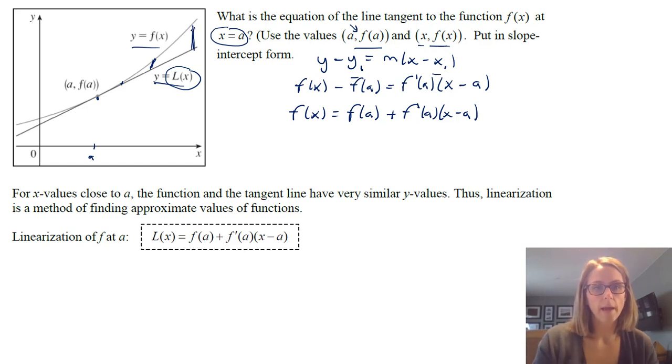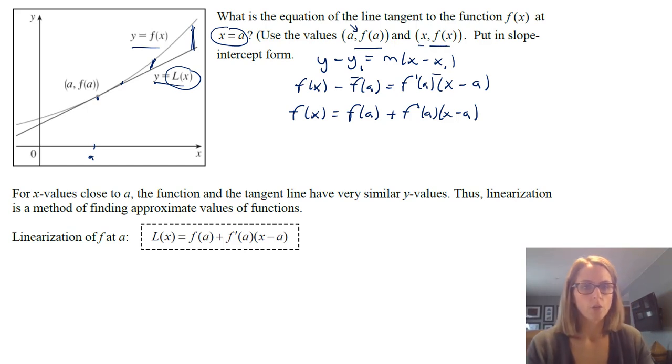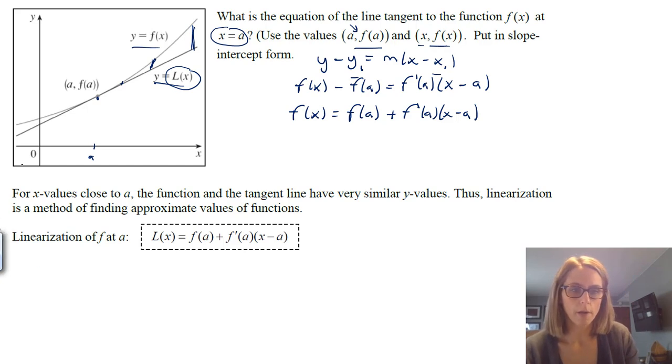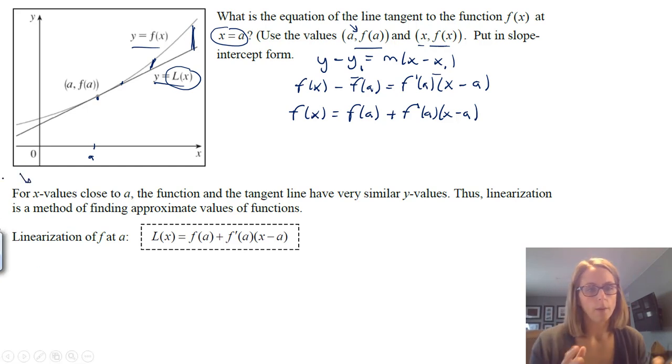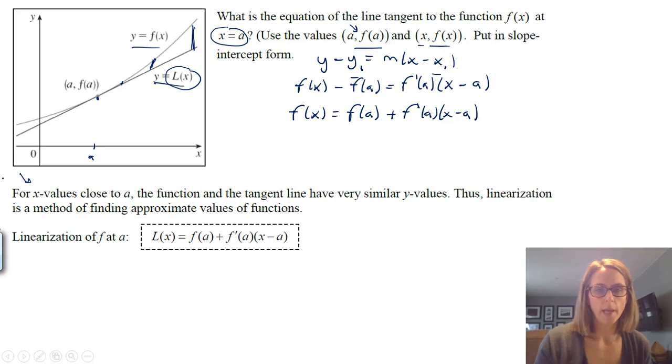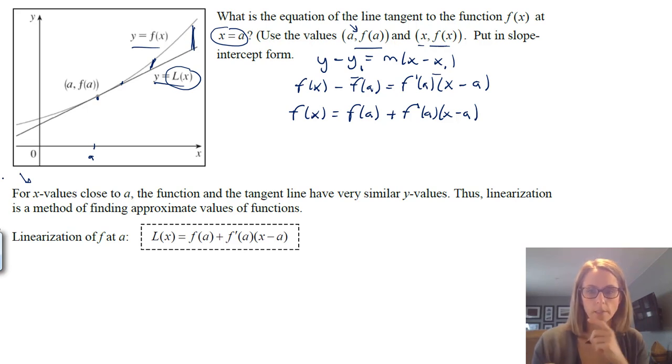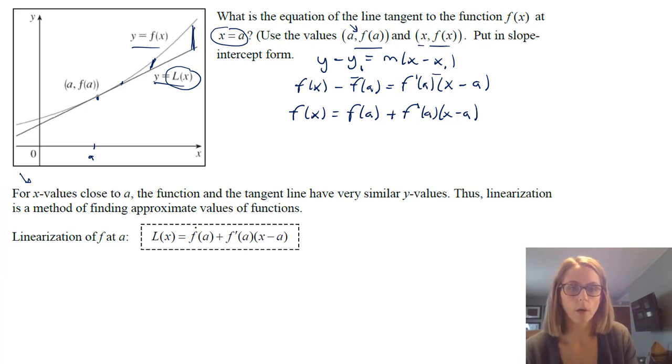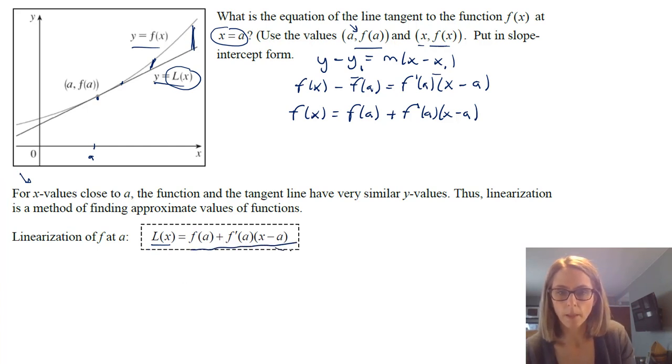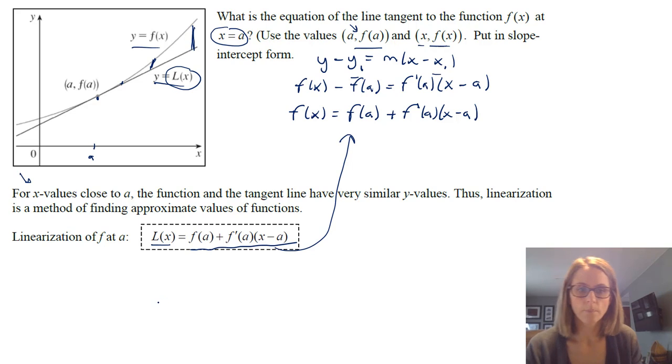So the y values, the L of x is the same as f of x for very close values of A. So notice we have a little definition here. Basically what I was saying, for x values close to A, the function and the tangent line have very similar y values. Thus, linearization is a method of finding approximate values of functions. So the linearization, which is L of x, is just equal to that thing that we just found.